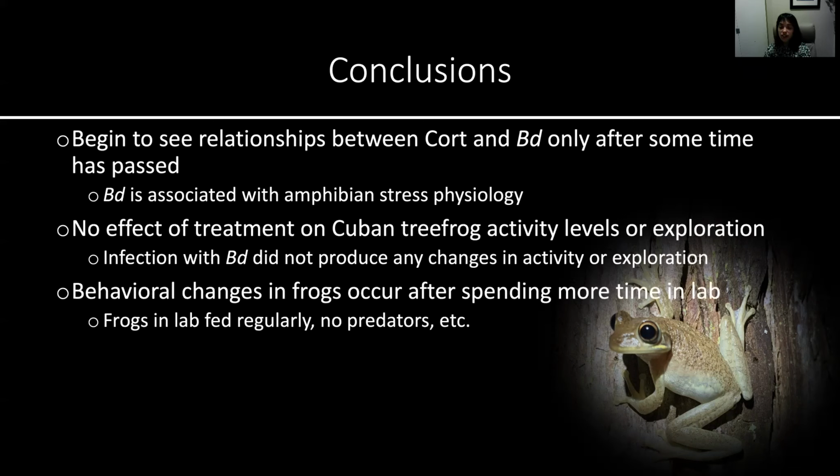Finally, behavioral changes in frogs did start occurring, but only after some time in the lab. This is also important because from the field to the first pre-exposure assay, there were no differences in their behaviors, but from that pre-exposure assay to the post-exposure assay, there were differences. And this might be because their surroundings are changing, such as they're getting fed more regularly, they don't have to worry about predators, etc. And all of these could be contributing to some associated changes in their behaviors.